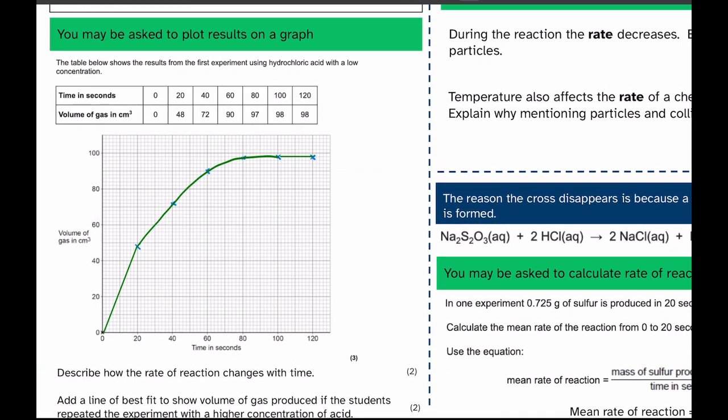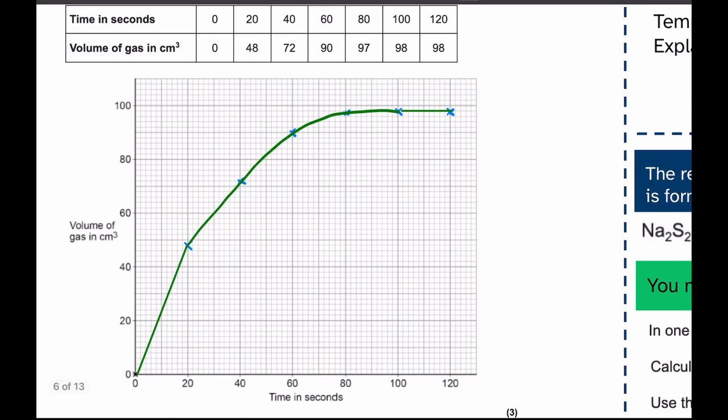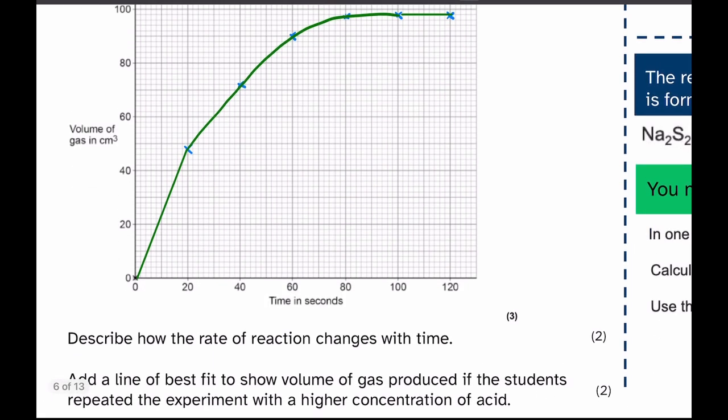So describe how the rate of reaction changes with time. We can see that as time increases, the rate of reaction is actually less steep. So the rate of reaction is actually decreasing. If we were going to be talking about it properly, we would say that initially the rate of reaction is very fast, between 0 and 20 seconds.